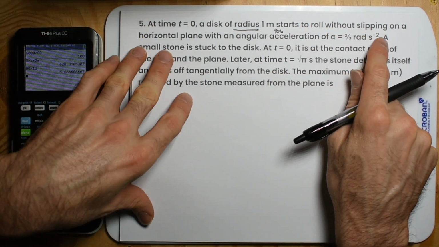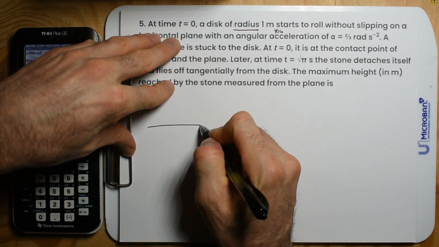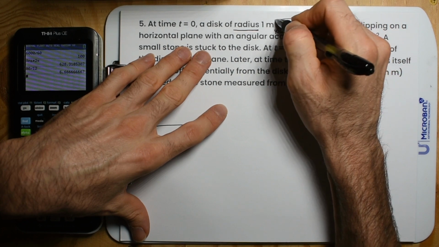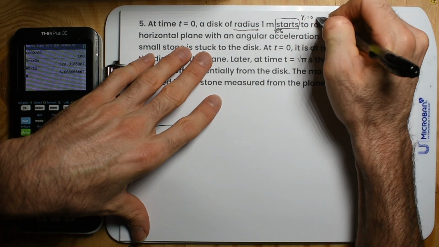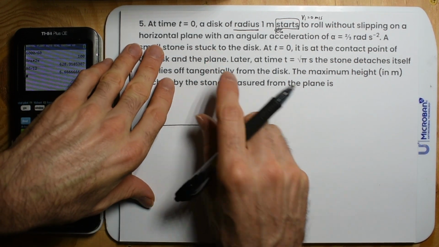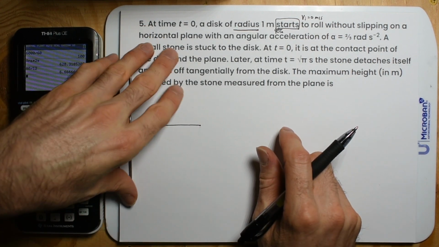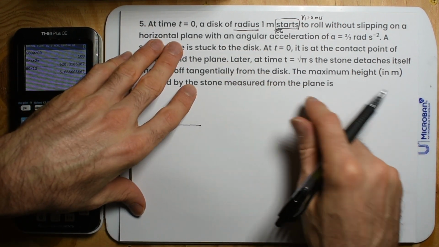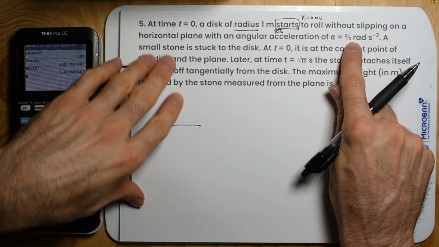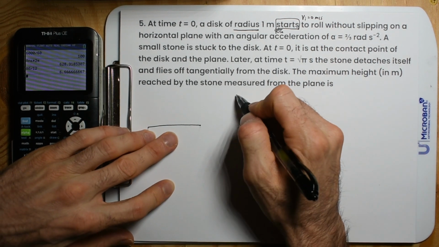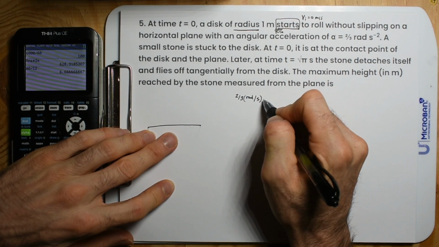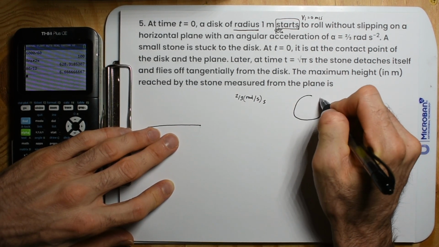Starts to roll without slipping on a horizontal plane. Sometimes they don't spell it out for you, but the initial velocity is 0 meters per second, and then it starts to roll. It's on a horizontal plane, so maybe something's causing it to roll. Maybe it's got a little motor on it or something. But now it has some angular acceleration, and the angular acceleration is 2/3 of a radian per second. So now we know what we're cooking with.